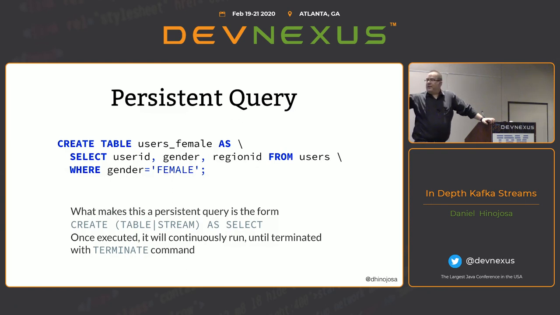So in other words, whatever I'm streaming is just going to automatically get dumped onto a new topic. If I do create table users female, that means I'm going to have a brand new topic in my Kafka cluster called users female, okay? And what's going to go into there is select user ID, gender, region ID from users. That users there is not a topic. At some point someone did a create stream.